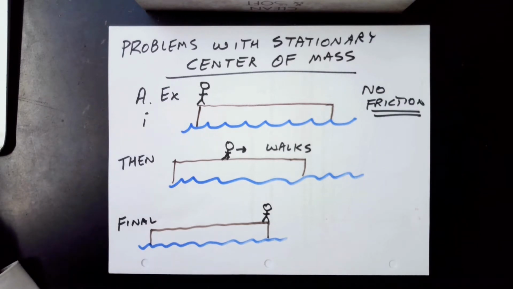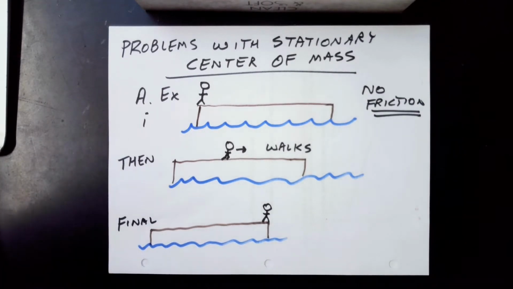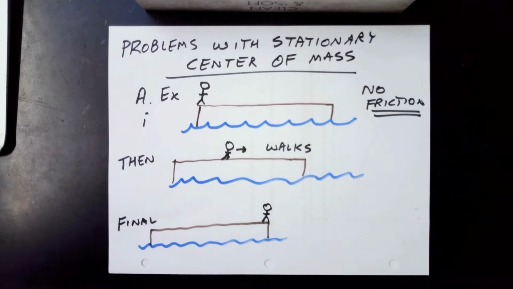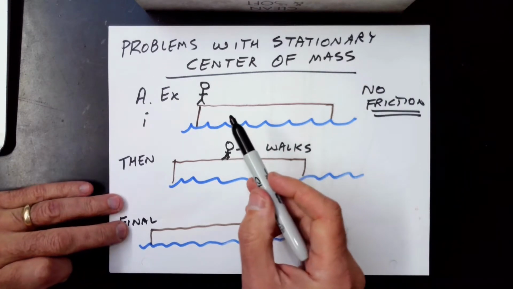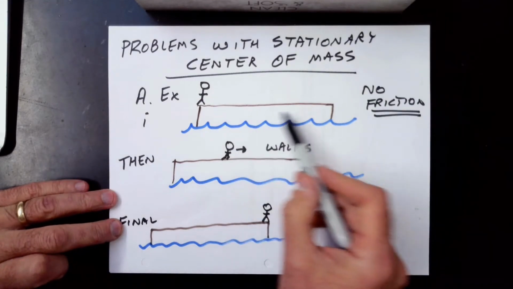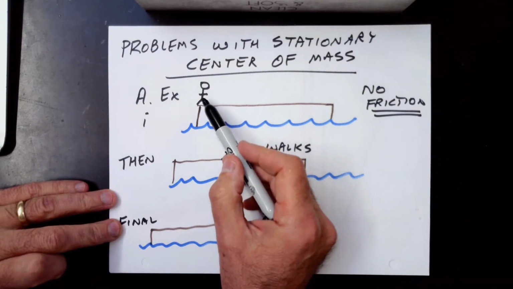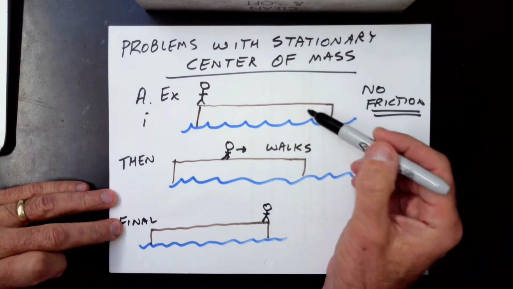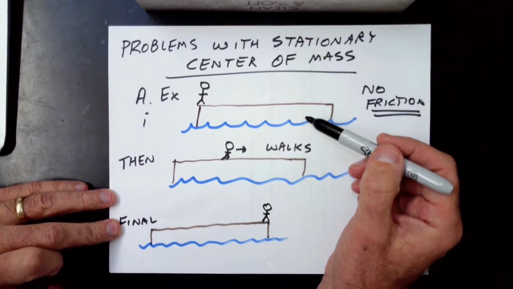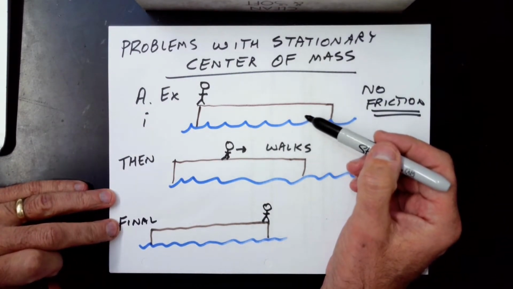This video will help you with problems that can be solved by realizing that the center of mass is remaining stationary in the problem because there are no outside forces acting on the system. The classic example of this is a raft in water with a person at one end, and the person walks across the raft.